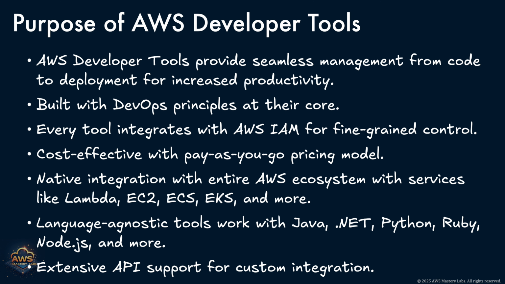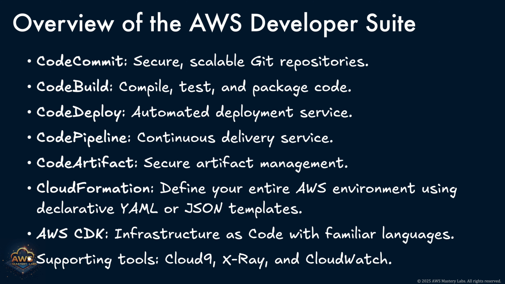These tools also integrate natively with the broader AWS ecosystem. That means you can easily hook into services like Lambda, EC2, ECS, EKS, and many others, helping you build and deploy in a fully cloud-native way. And you're not limited by language or framework. Whether you're writing in Java, .NET, Python, Node.js, or Ruby, AWS Developer Tools are language agnostic and flexible. Finally, for teams with custom workflows, every tool offers extensive API support, so you can integrate them into your existing systems with ease.